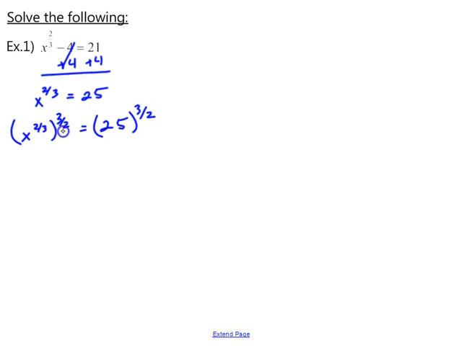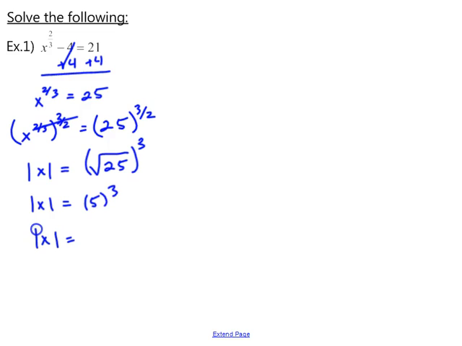Now on the left side, what ends up happening is these exponents are going to cancel out. Once they cancel out, we will be left with x, but we actually need to take the absolute value of x, because we can have more than one possible answer. Then on the right side, we want to convert this into radical notation. So remember, the denominator becomes the index. This number comes down as the radicand, and then that's all going to get raised to the power of the numerator. So we have the absolute value of x is equal to, the square root of 25 is 5, and then when we raise that to the 3rd power, we get 125.